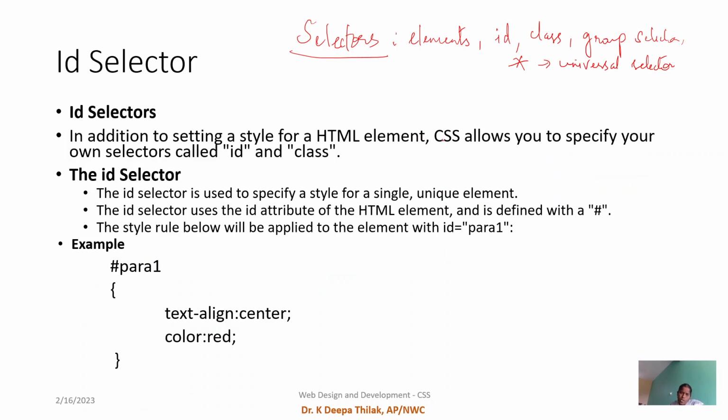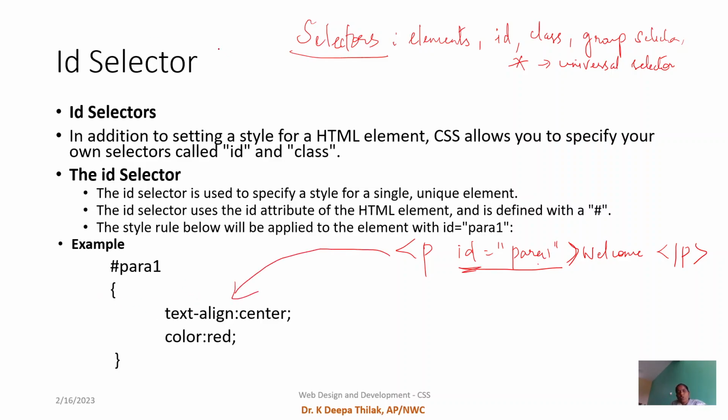Even if I have a paragraph, we know that a paragraph can have an ID, for example para 1. Then I can have some content, welcome. If I want to specify the style for the particular paragraph with the ID set to para 1 alone, I can specify it like this. To specify the selector as an ID, I should put a hash before the selector name. So hash para 1. This is called the ID selector. Then I'll have all of my CSS properties and their values here.